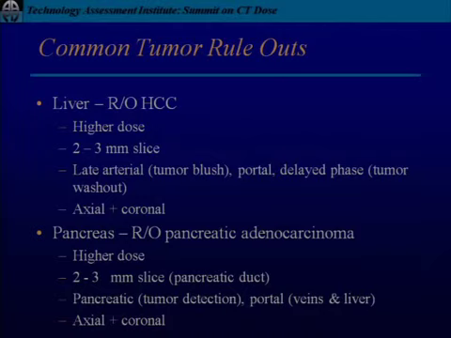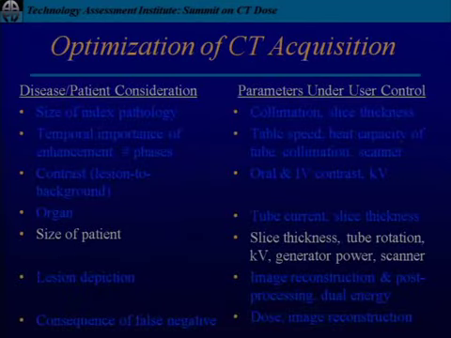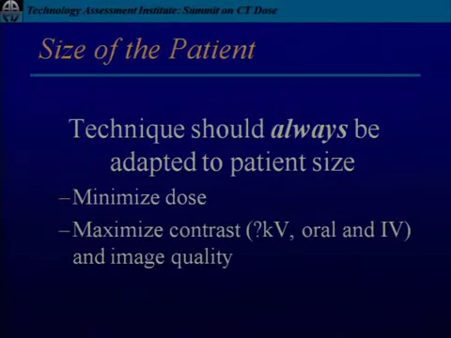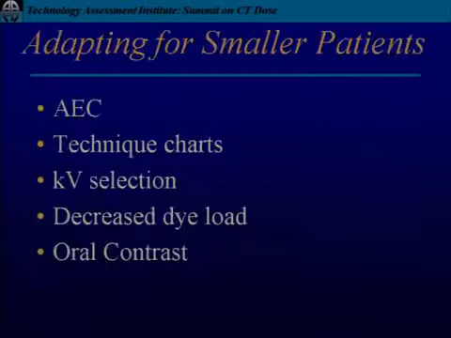For pancreas, the most common tumor is pancreatic adenocarcinoma. We'll do something very similar, but we'll use the pancreatic and portal phase. Okay, what about the size of the patient? Well, we've heard a lot about this. I believe the technique should always be adapted to patient size, both to minimize the dose and to maximize the contrast. And I'm not just talking about iodine contrast, but also oral contrast and image quality.